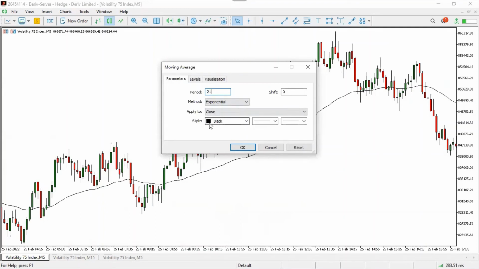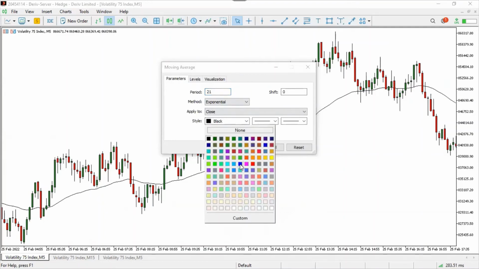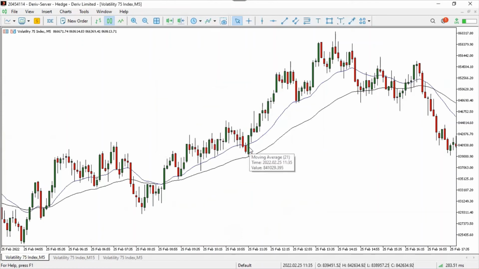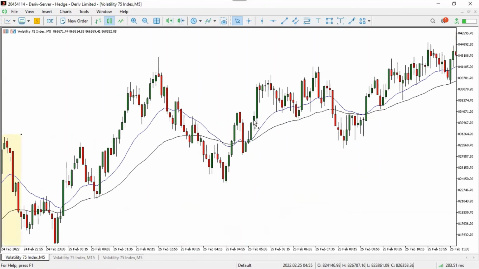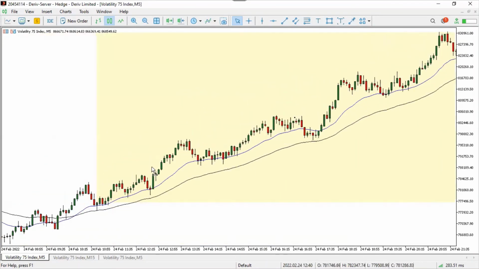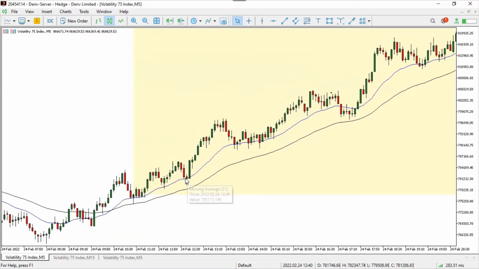Then I normally use something like blue for that one. I use blue. Then I say okay, look at it. Moving average 21 is a very short-term trading tool. You can see as price is coming to it, price is testing it easily, boom, you look for buy.